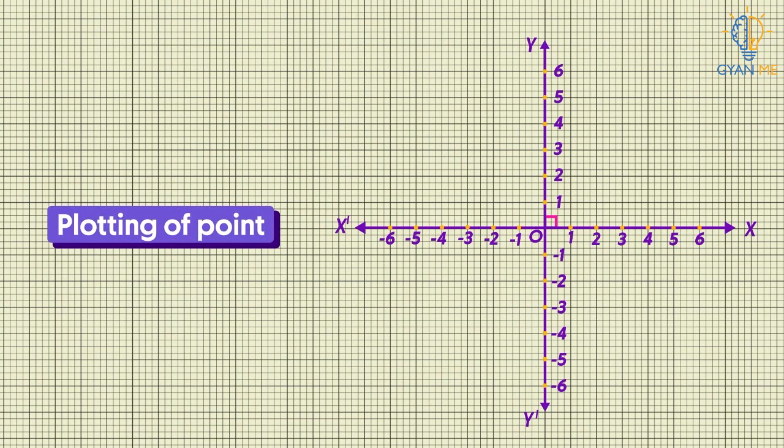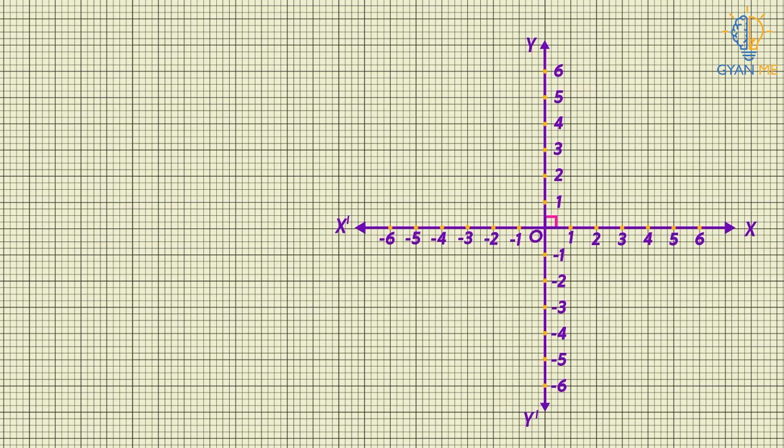Now students, how to plot a point if we are given its coordinates? Well, we'll see that in our next video.